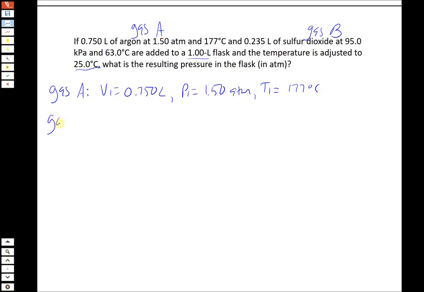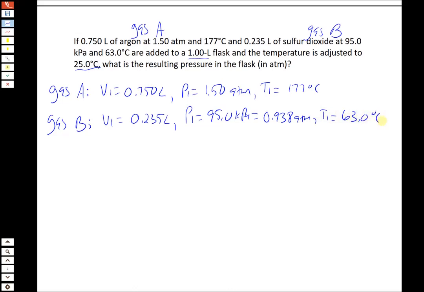And then for the second gas, gas B, it has separate initial conditions. The initial pressure for that one is 95 kPa. We'll put that into atmospheres because our final answer is going to be in atmospheres anyway. So we'll divide that by 101.3 to get atmospheres, which is 0.938. And the initial temperature for gas B was 63 Celsius.